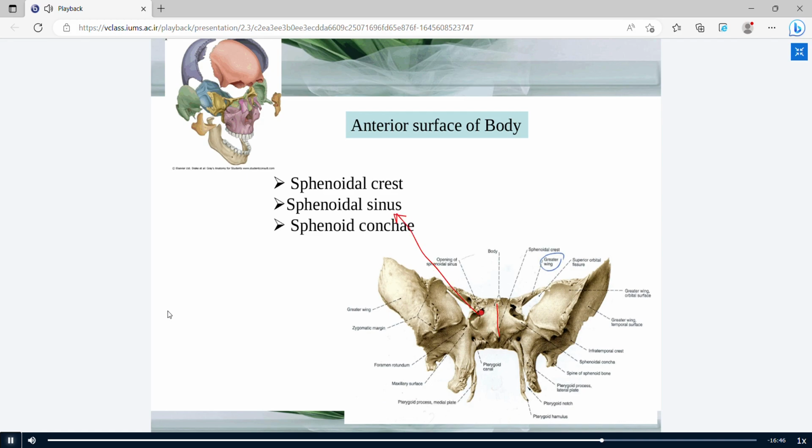And anterior to the sinus, you can see a thin layer of bone. It is called the sphenoid concha. This is the sphenoid concha covering the sphenoidal sinus. Just this.